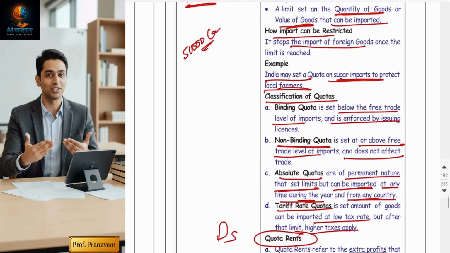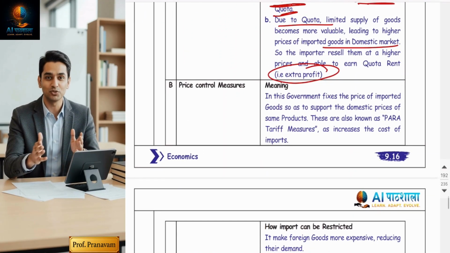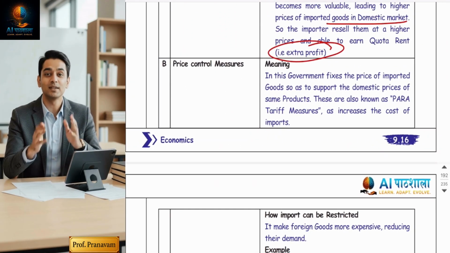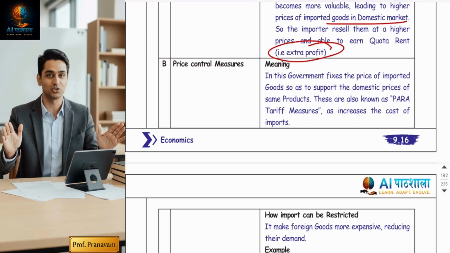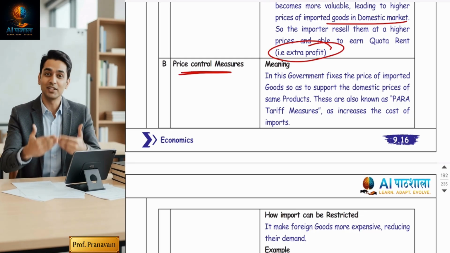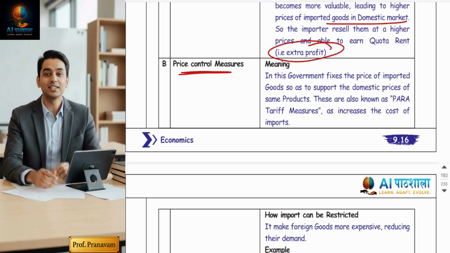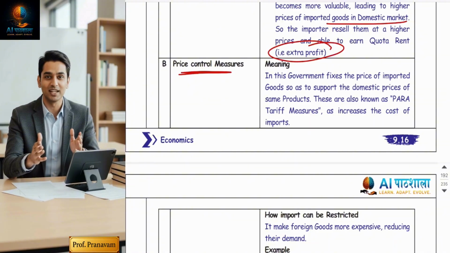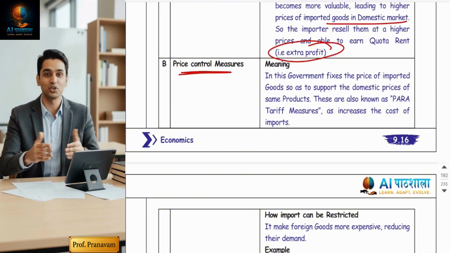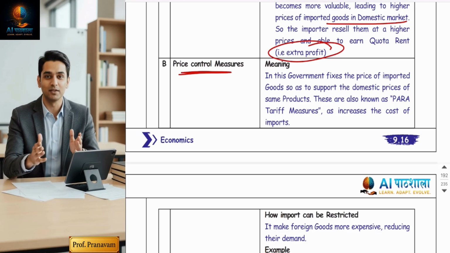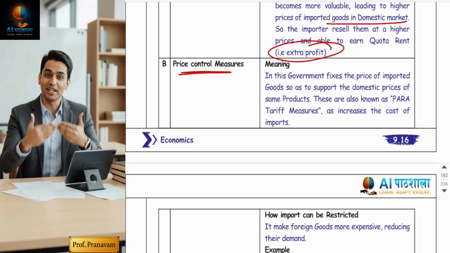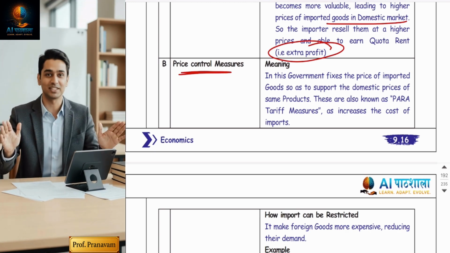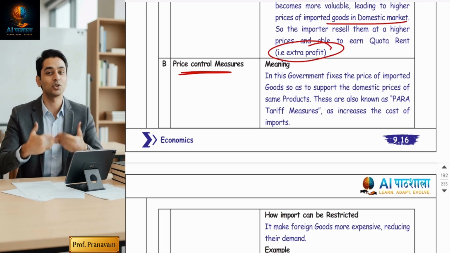Okay, so this is called import quota. After import quota, which means quantitative restriction, there is one more measure through which import can be restricted, that is price control measure. Normally prices are decided by market forces, meaning the equilibrium of demand and supply. But sometimes prices of goods are not decided by the market, they are fixed by the government. Now, the intention is very clear over here: to protect the domestic industries.